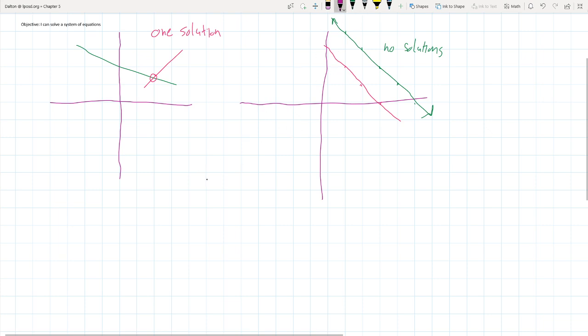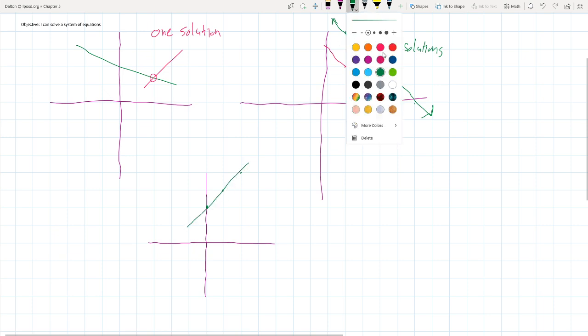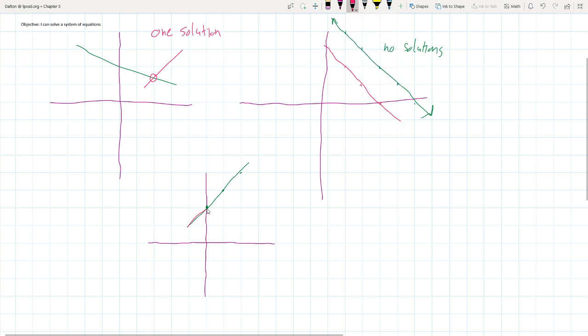Alternatively, if they wind up being the same line, let's just change it up a little bit. I'll go like this. So there's that green, but then the pink is also those same points. There's an infinite number, so infinitely many solutions.